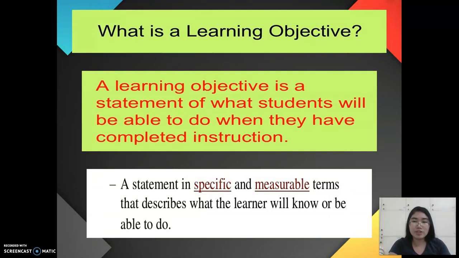So, if they are good, then it's better. Okay? So, what is the learning objective, by the way? When we say learning objective, it is a statement of what students will be able to do when they have completed the instruction. Meaning to say, they are the statement in specific and measurable terms that describes what the learner will know and be able to do. They are the specific skills of what the students can know and be able to do at the end of the instruction, at the end of the class session.